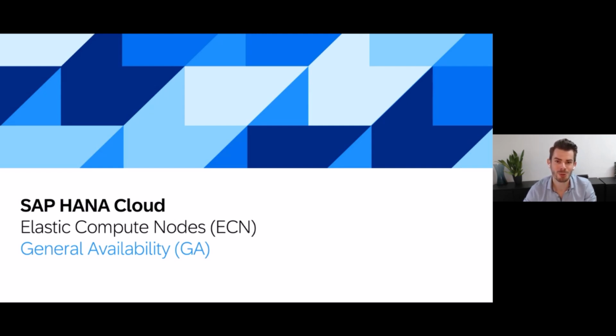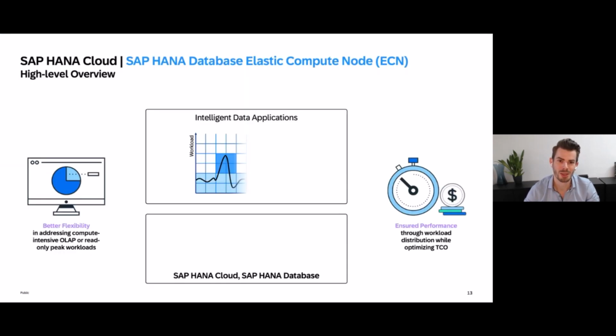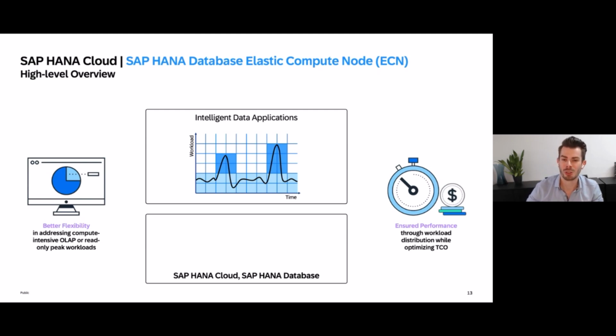Now let's jump right into the topic of elastic compute nodes, which will give you an extra amount of scalability for workloads that you are seeing on HANA Cloud, to also use our resources in the most efficient manner. What are the elastic compute nodes all about? First of all, they are a means in HANA Cloud to scale out horizontally, giving you an extra node in SAP HANA Cloud that can take over certain workloads. These workloads are compute intensive in nature, and they are read-only.